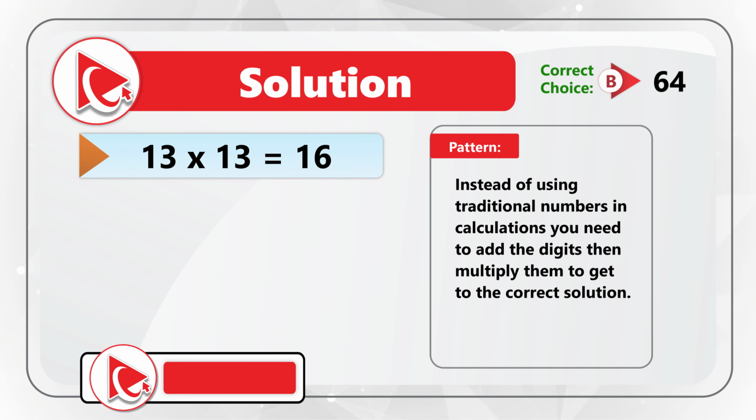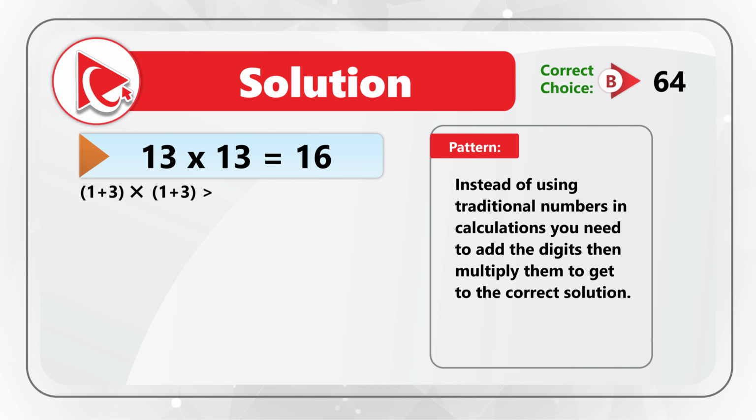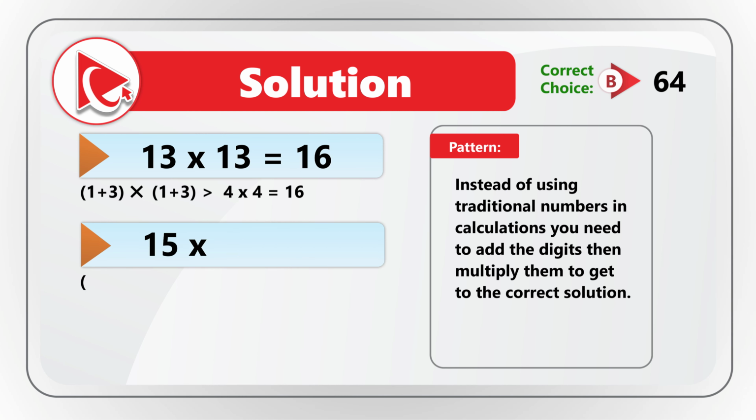In reality, you need to sum up 1 plus 3, then multiply by another expression 1 plus 3, which would be 4 multiplied by 4, which would equal 16. For the second expression, you need to add in parentheses 1 plus 5, multiplied by another expression in parentheses 1 plus 5, which would equal 6 multiplied by 6, which would equal 36.